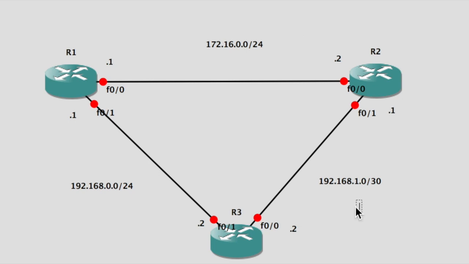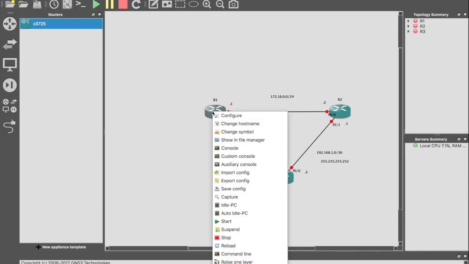What is the subnet mask for a /30 network? The first 30 bits are all ones. So this corresponds to 255.255.255.252, and only the last 2 bits can change. So here is the subnet mask that you would use for a /30 network. With the routers connected, we are ready to start them.